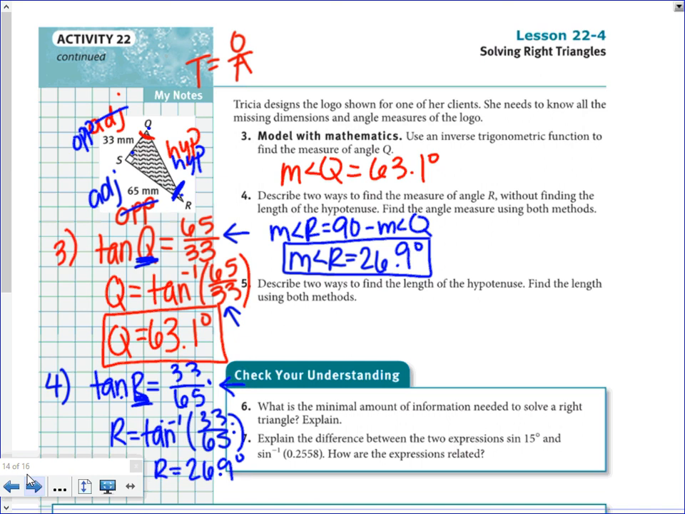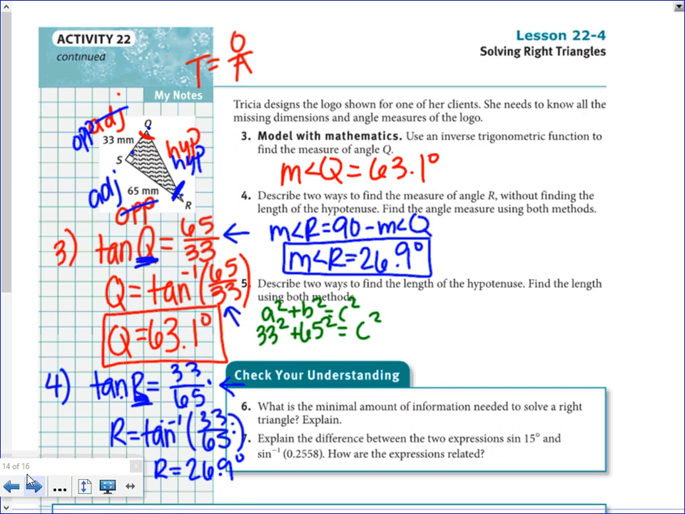So now looking at number 5, we want to find two different ways to find the length of the hypotenuse. And I want you to find the length using both methods. So one option is to use Pythagorean theorem. So I'm going to start with that one. A squared plus B squared equals C squared. So my A and my B are the 33 and the 65, because those are my legs. And then my hypotenuse is the C squared.